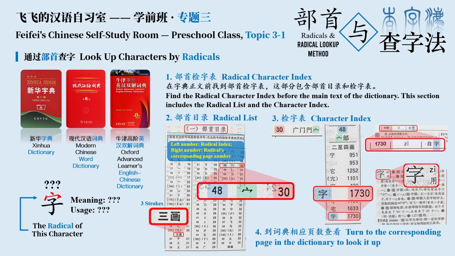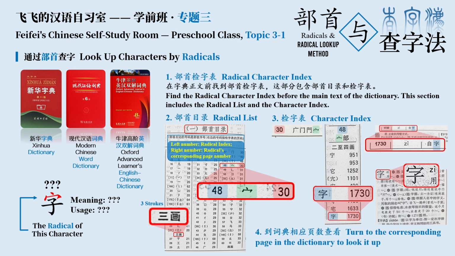Here we are learning Phase 1 of Preschool Class Topic 3, 部首与查字法, Radicals and Radical Lookup Method. From this lesson onwards, we will officially start learning the radicals of Chinese characters. Earlier, we have mastered the pronunciation of Chinese characters with pinyin annotation. But for characters without pinyin annotations, how can we independently recognize and learn new characters with the help of a dictionary? The answer is to look up characters by radicals.